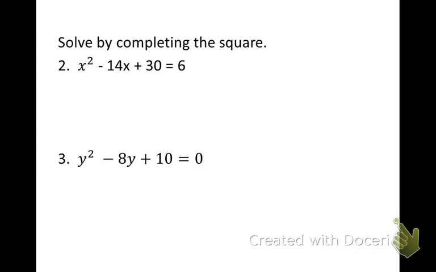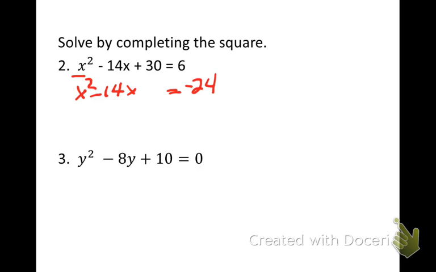Now I need to complete the square. So remember, the first thing is you do need to make sure the first term is coefficient of 1, which it is. Need to isolate the first two, so I'm going to subtract 30 from each side and get x squared minus 14x equals, a little space there for what I can add. If I subtract here, I'm going to get negative 24.